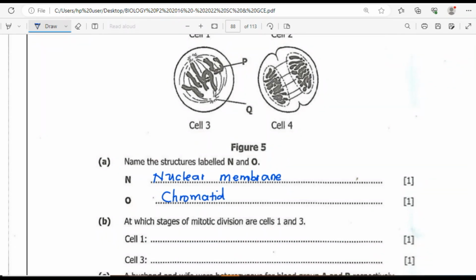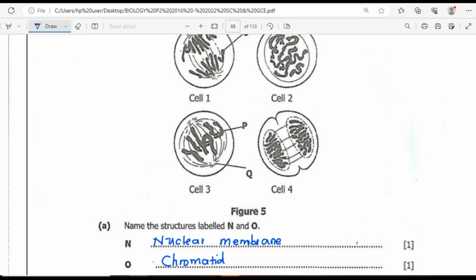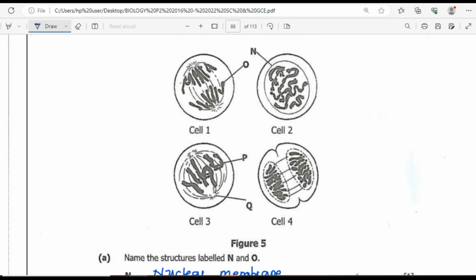At which stages of mitotic division are cell 1 and 3? Let's go to cell 1. In cell 1, we can see that the chromatids are almost here, then the other ones are here. So the cell division journey has started. Now if you want to remember the order of the cell division stages, you can use IPMAT. This is the order, where the first one tells you about interphase.